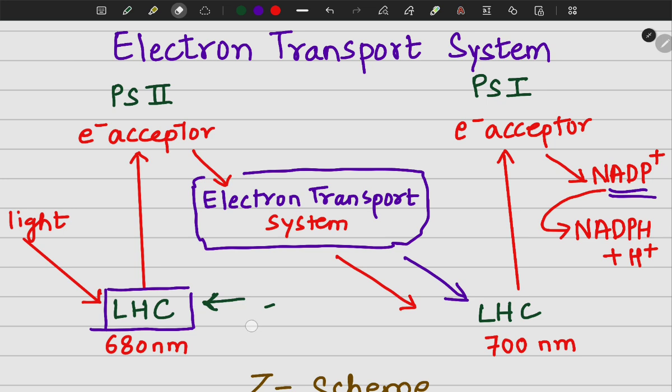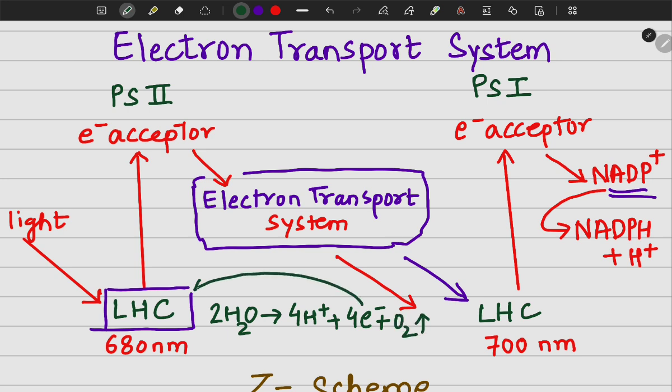So let me write down the reaction here. Two H2O will give 4 H plus, 4 electrons, and oxygen will be released, and these electrons will travel back to photosystem 2.